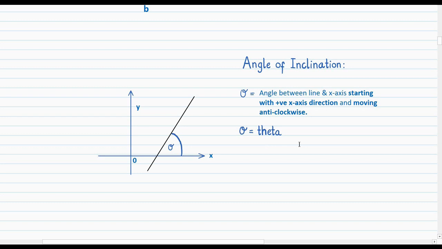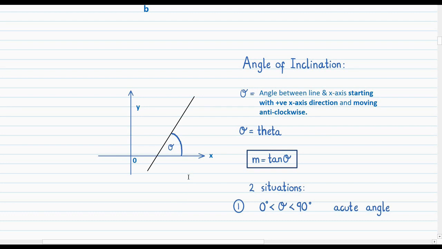Then once you understand what the angle of inclination represents, the main equation you need to know is m equals tan theta, where m represents the gradient and theta is the angle of inclination. So the gradient of the line will equal the tan of the angle. So there are two possible cases. The first is where theta is an angle between 0 and 90 degrees, so an acute angle. And when the angle of inclination is an acute angle, then the gradient will have a positive value.